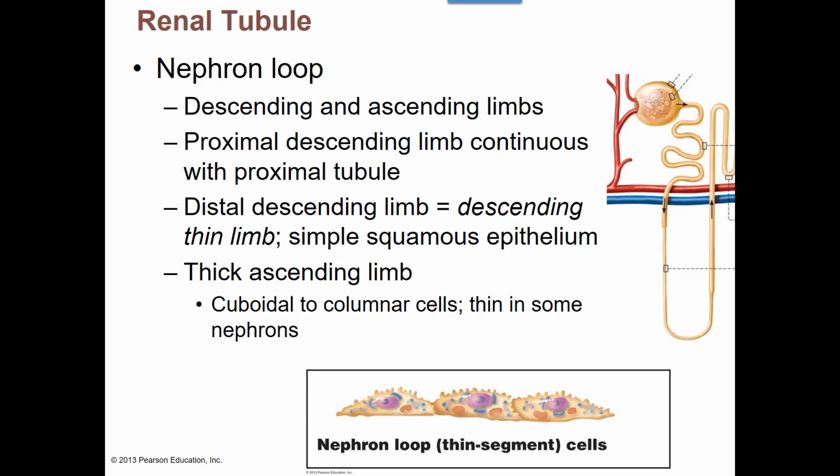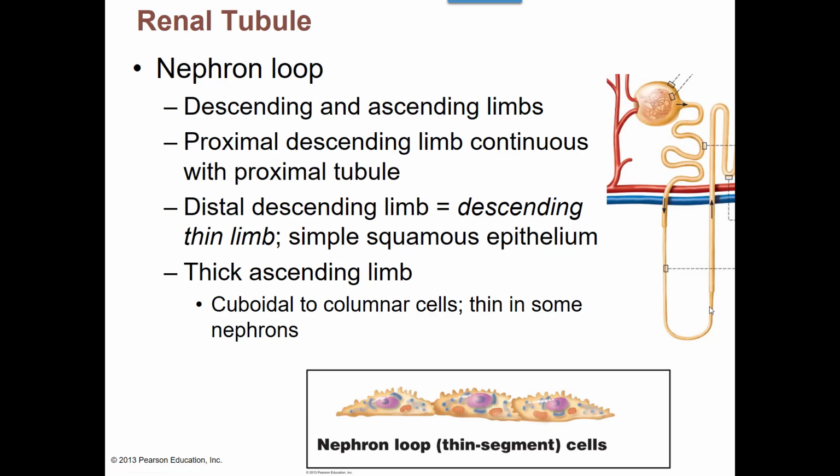The upper ascending limb of the loop has both a thin area and a thick area. Mostly you have cuboidal cells, some you have columnar cells, sometimes you have those thin regions in there. Either way, it's simple tissue. We still have lots of reabsorption and secretion that can happen in there.